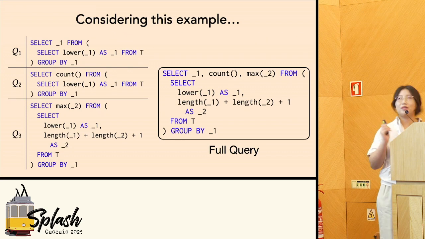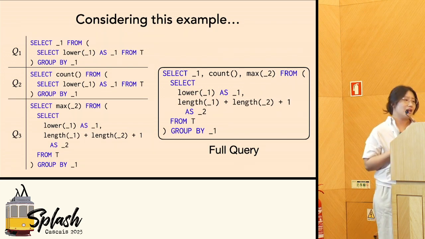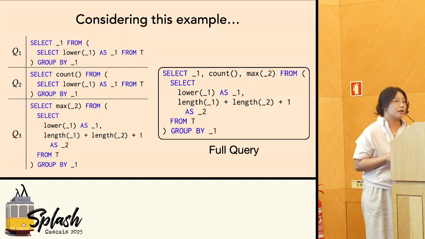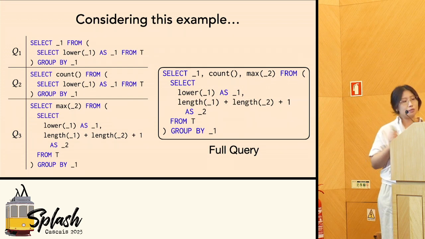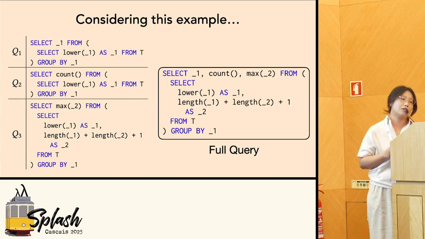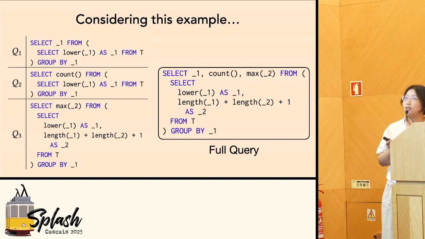To give you an intuition for why this is the case, let's look at this example. On the right, I show you the full query we would like to synthesize. And on the left, I have pictured three column queries, each of which produces one of the three expected output columns. On initial inspection, hopefully you can come to the conclusion that these column queries look somewhat complicated.